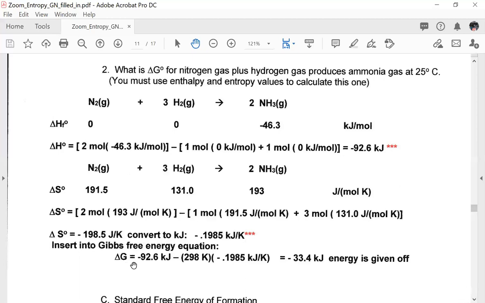So our delta H is minus 92.6 kilojoules. We got that from here. Minus 298, that was our temperature. Remember, this was a minus. We plugged it inside our parentheses. We make sure that this is in kilojoules per Kelvin. And so our final answer is minus 33.4 kilojoules. That's energy given off because the delta G is negative.